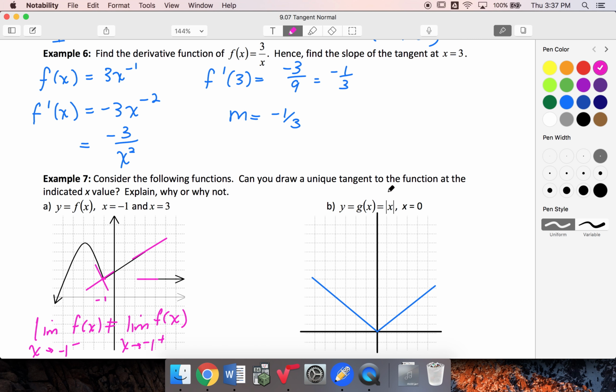Fine. And now if I try to draw my tangent at x equals 0, again, this function is not continuous at x equals 0. So there are no unique tangents at those points. Every other point, there are unique tangents. So if the function is not continuous, we do not have a unique tangent.